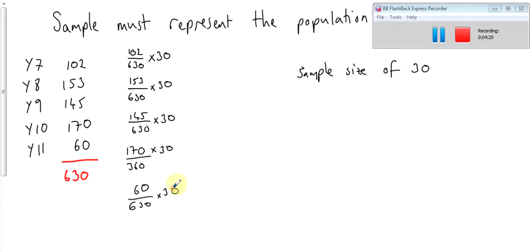I bet you're all just hoping that I've noticed that, aren't you? Whoa, that was a big eraser there. 170 out of 630, and then I'll just fix my 60.